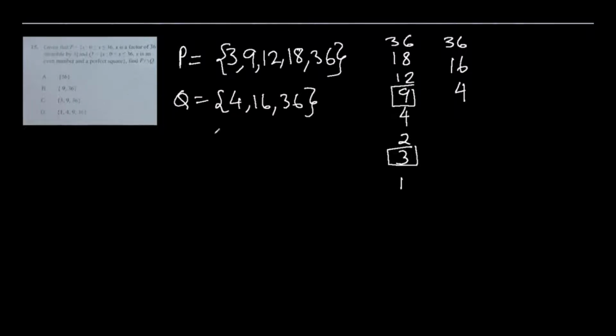Now they're saying what is P intersection Q? Basically, what are the common elements of P and Q? So 36 is here and here. What else? 16 is not there, 4 is not there, so 36 is the only one. So A is the answer.